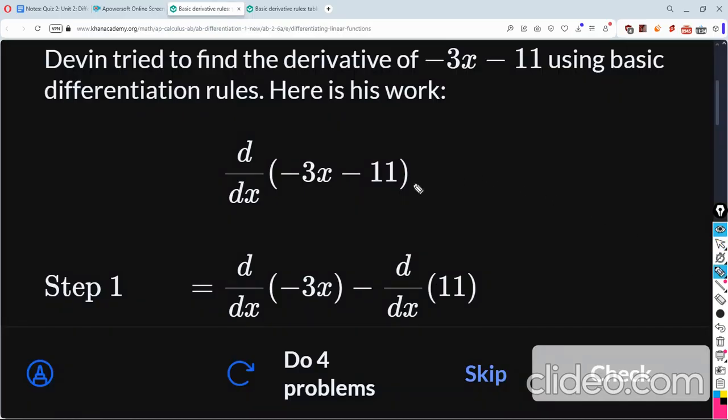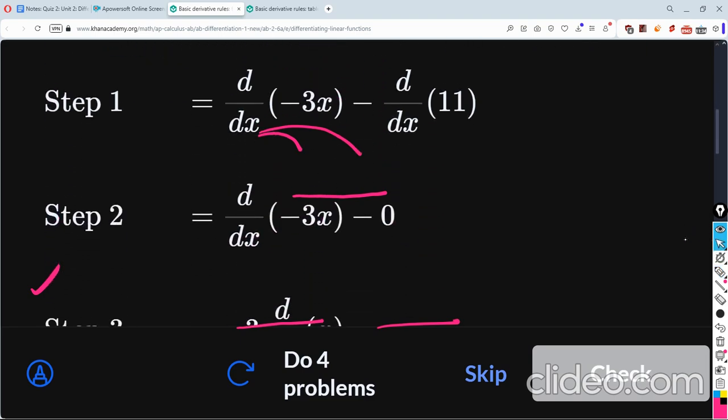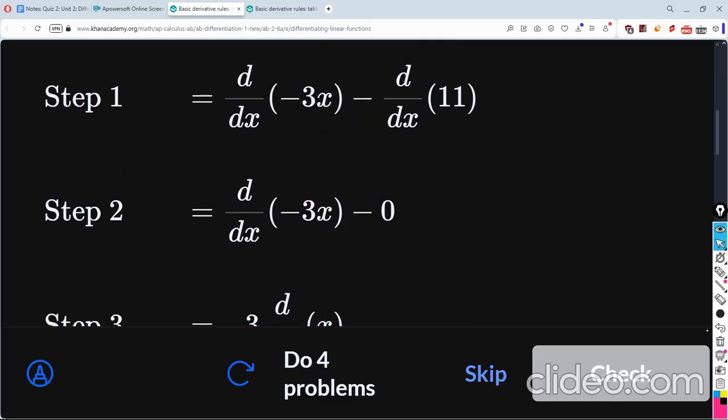All right, so this person tried to find the derivative of negative 3x minus 11. We can distribute that to the negative 3x. That's done. Distribute to the negative 11. That's done as well. Step 1 is good. Keep going here. Step 2, the derivative of negative 3x was just recopied, and the derivative of a constant is 0. Step 2 is good.